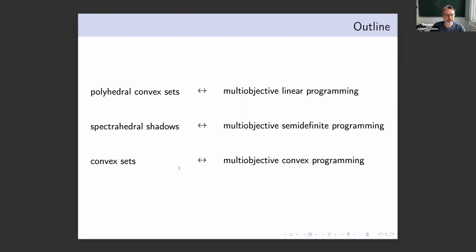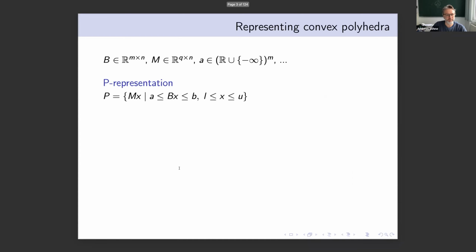And you will see that the idea is actually the same. It's a very simple idea, very simple connections between approximation of these sets and the corresponding multiple objective optimization problem. So let's start with a setting for polyhedra. Many concepts are based on projection, and therefore I want to introduce the so-called P or projection representation of a polyhedron. So the idea is the following.